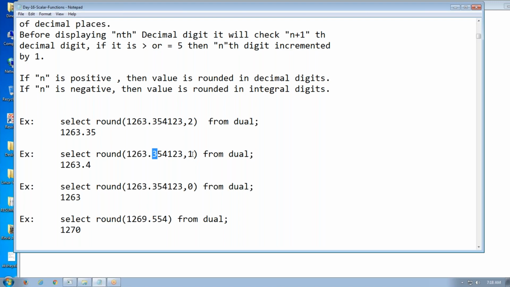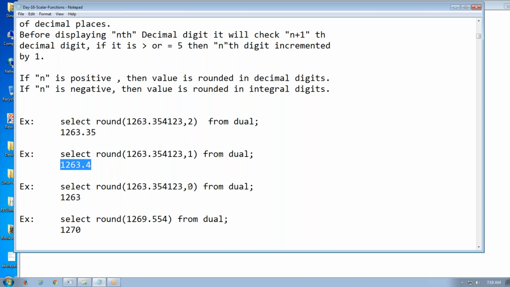5 greater than or equal to 5. So it will increase required last digit by 1. What is the last digit? 3. I need first digit 3. Okay. 3 plus 1. So it is printing 1263.4.